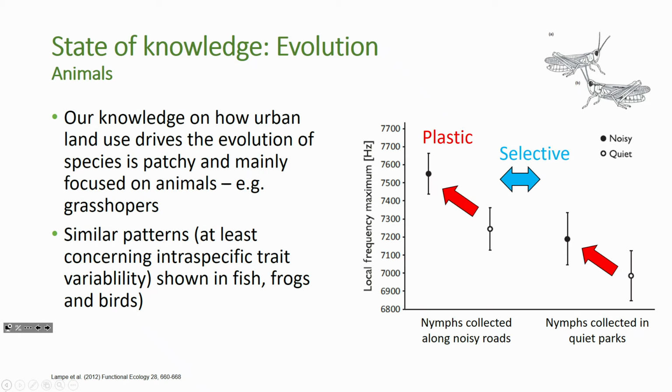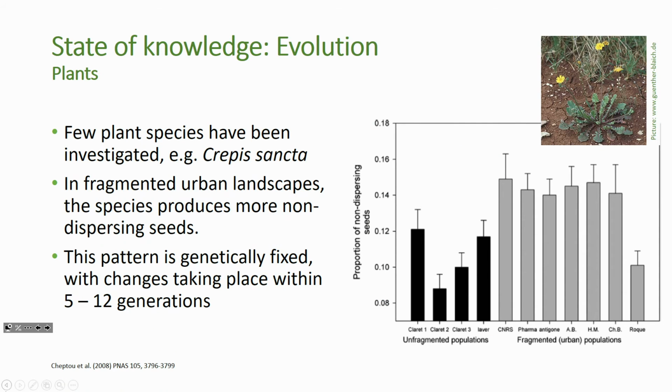And interestingly, at least for this plastic pattern, a change in singing frequency with noisy or non-noisy habitat has also been shown for birds, for fish. I didn't know that fish communicate that way, but they change their way of communication with urbanization, and also with frogs. All of these tend to sing at higher frequencies, and some of them also tend to sing louder or at different times with increasing urbanization. So there's also an intraspecific pattern.